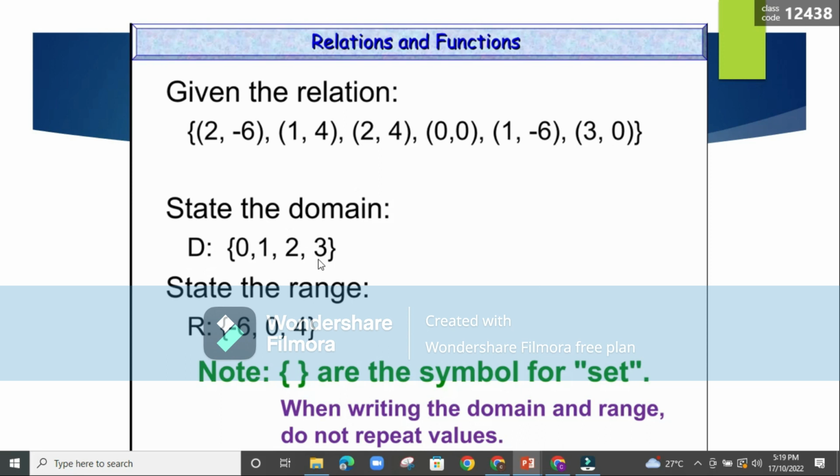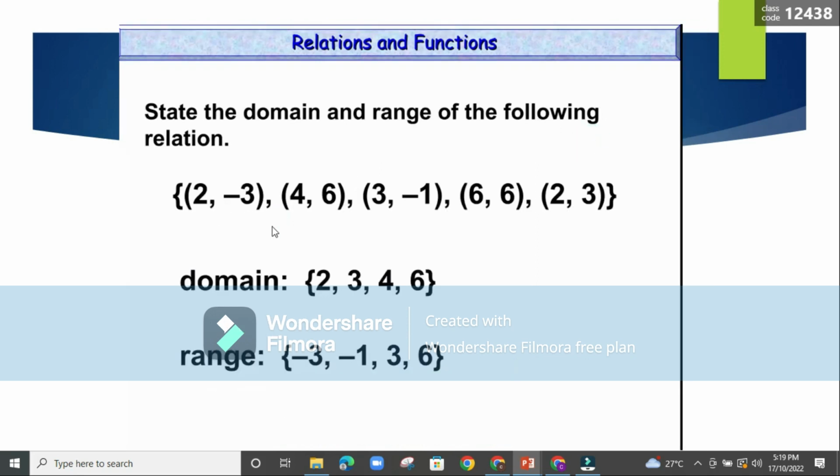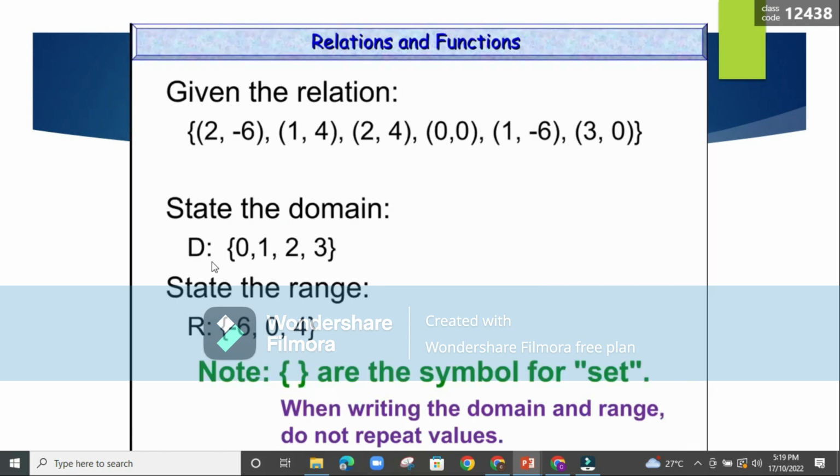As you've noticed, we can just write 2, 1, 2, 0, 1, but 1 is already repeating. We need to write it once. That's why 1 appears once in this set. Then you have 3. Then arrange it in ascending order. That's why you have this domain: {0, 1, 2, 3}.